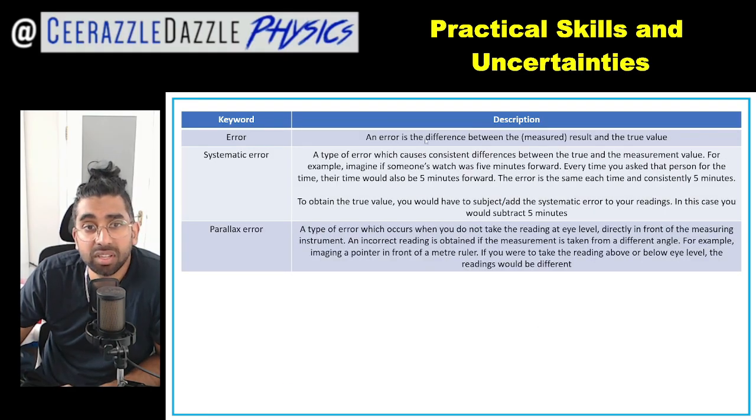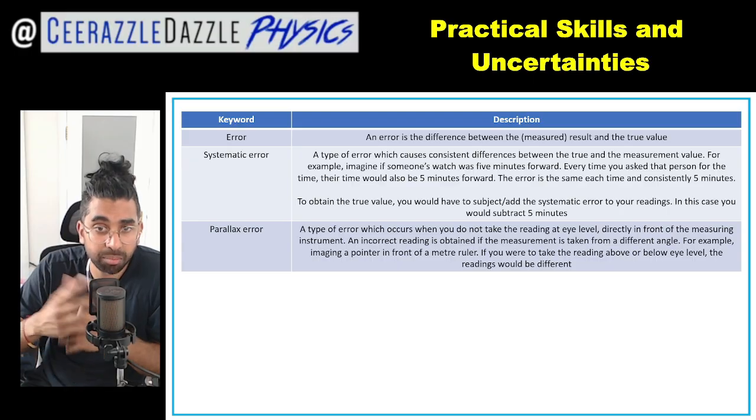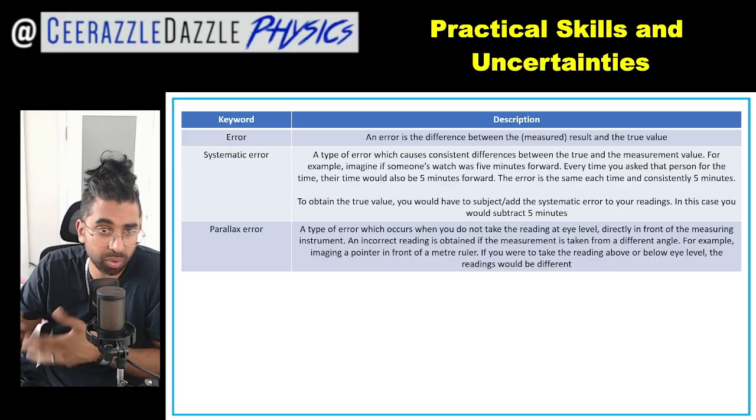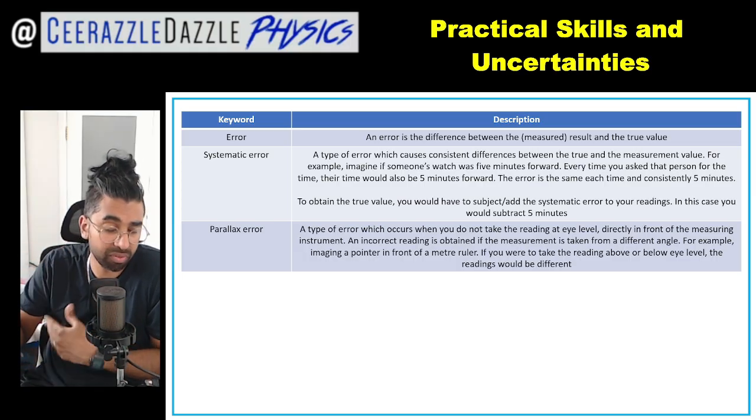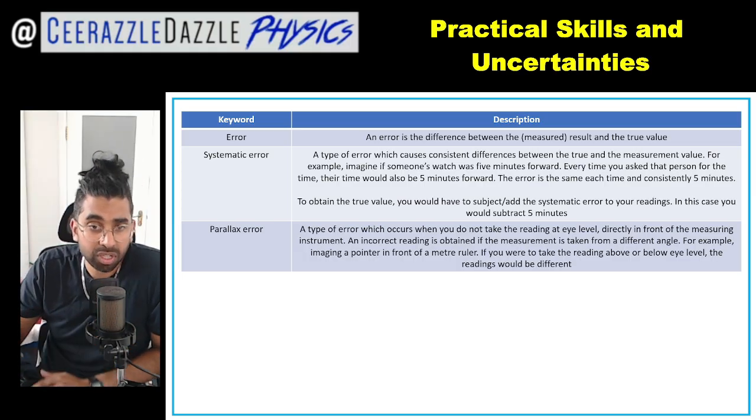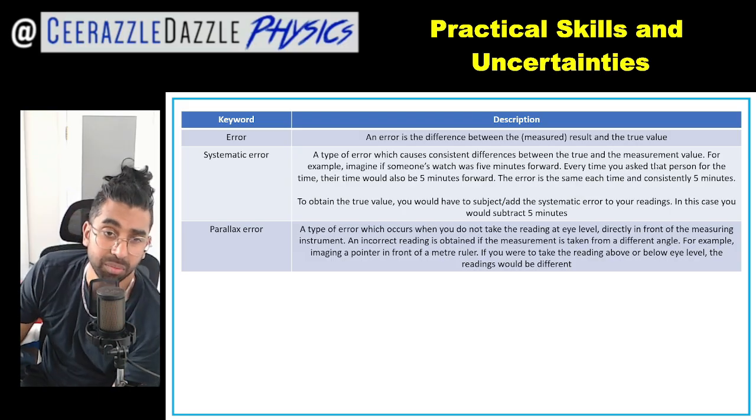An error is the difference between the measured result and the true value. Systematic error, a type of error which causes consistent differences between the true and measurement value. A good example I always explain it via is, let's say somebody's watch was 5 minutes ahead. Every time you ask them the time, it would always be 5 minutes ahead. So that error remains consistent every time you ask them for the time. In order to obtain the true value, you can subtract the systematic error from the value that you need. So let's say someone said it was 10 o'clock, but you know their watch is 5 minutes forward, therefore it's 9:55.